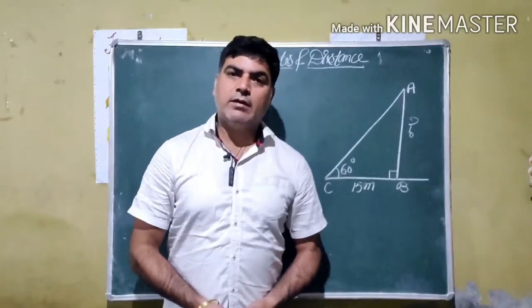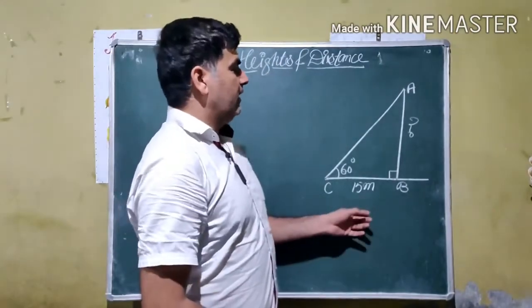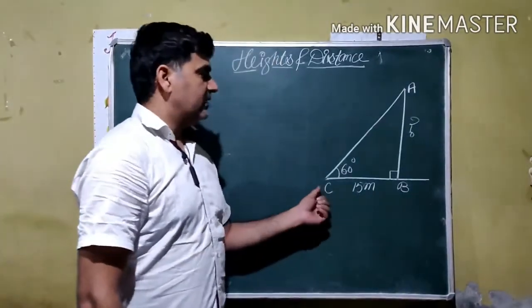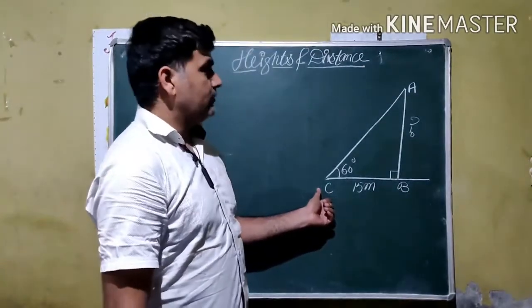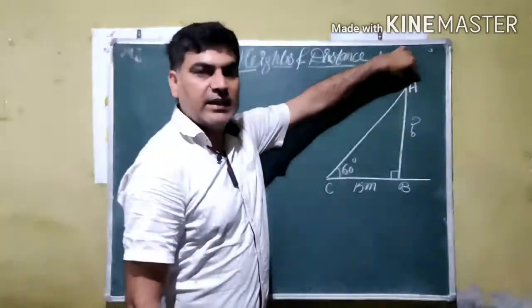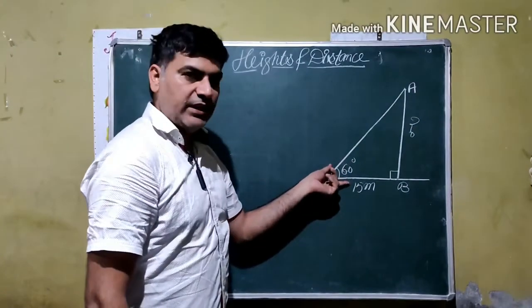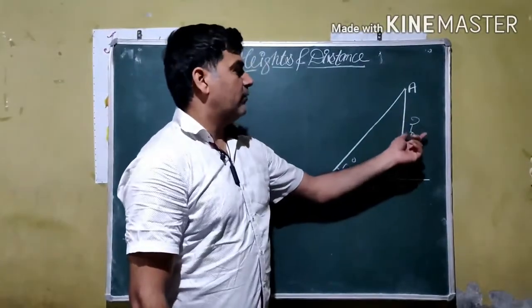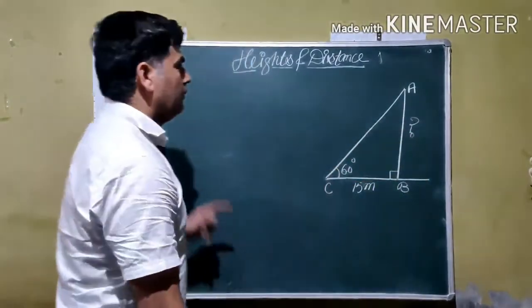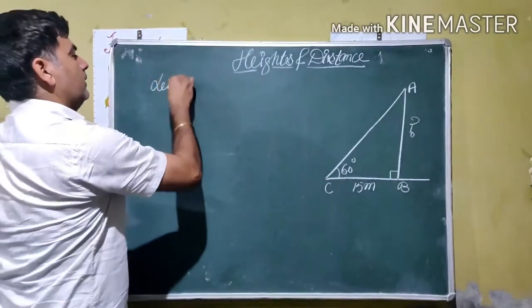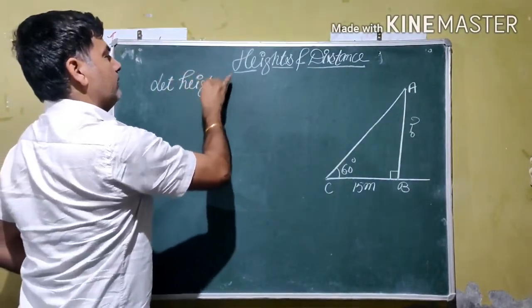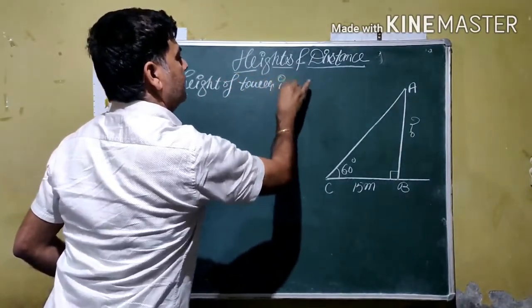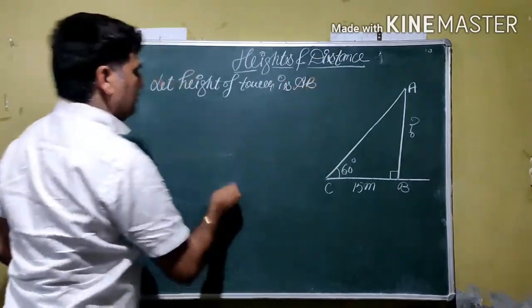Now we are going to take an example. Here is a question. There is a tower AB, and C is the point of observation. The person is watching from point C to the top of the tower, that is A, and makes an angle of elevation of 60 degrees, and the person is standing 15 meters away from the foot of the tower. Our question is to find the height of the tower. So first of all, let the height of the tower be AB, which is unknown.